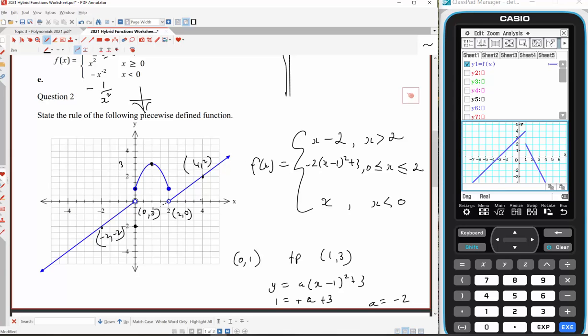Right, let's just try it out. So I'm going to pop 4 into my equation. So when x is equal to 4, 4 take away 2 is 2, y should equal 2. Yeah, that's the rule. So we've got 3 rules and the domain.